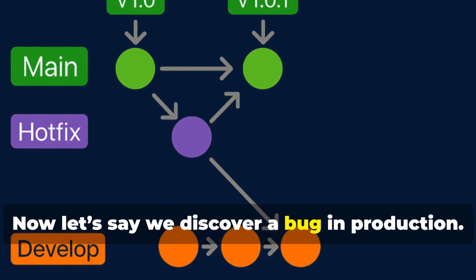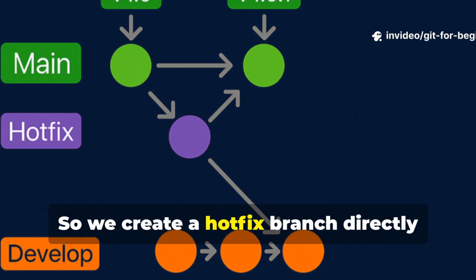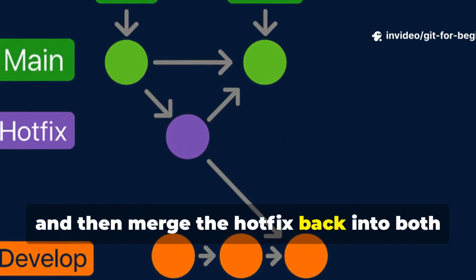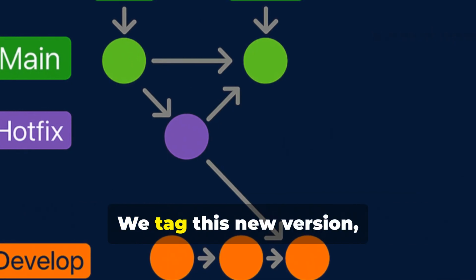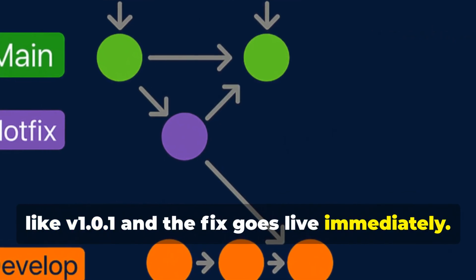Now let's say we discover a bug in production. We don't want to wait for the next full release. So we create a hotfix branch directly from main, fix the problem, and then merge the hotfix back into both main and develop. We tag this new version, like v1.0.1, and the fix goes live immediately.